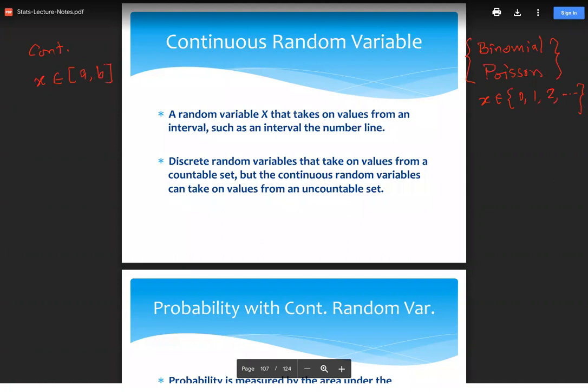It could be an open interval too. So basically, it's coming from the number line. You know the number line 0, 1, 2, etc., -1, -2, and so on and so forth. X could be a value coming from this.